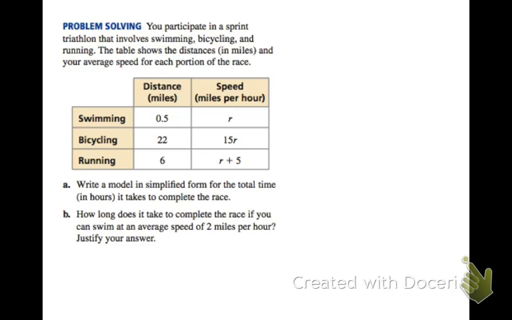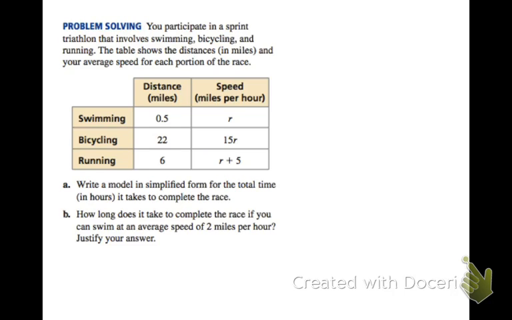This last problem is number 48 in section 7.4 in the book on page 389, in case you wanted to look at it. So you participate in a sprint triathlon that involves swimming, bicycling, and running. The table shows the distances in miles and your average speed for each portion of the race. So our first task is to write a model in simplified form for the total time in hours that it takes to complete the race.